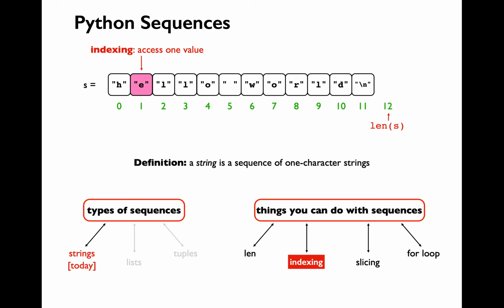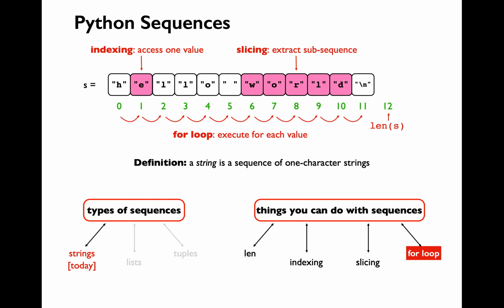What is indexing? Indexing enables us to access one value within the sequence of values. In case of string sequence, that would be a single character. What is slicing? Slicing enables us to extract a subsequence, which would be a set of values from the original sequence. Whenever you slice a sequence, you're going to get a subsequence of the same type of sequence. What does a for loop enable us to achieve? A for loop enables you to execute certain statements for each value of the sequence.